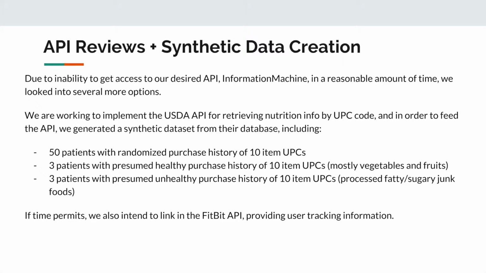We had previously picked an API called Information Machine, but have not been able to get access to it. So we had to do some more research on APIs in order to gain functionality for our app. We're working to implement the USDA API for retrieving information from UPC codes, and in order to make that functional, we created a data set of synthetic data for 56 patients, 3 presumed healthy, 3 presumed unhealthy, and 50 random, with a history of 10 purchases.